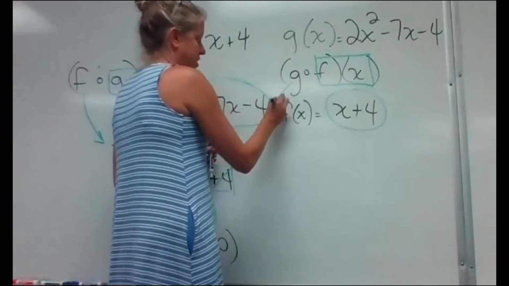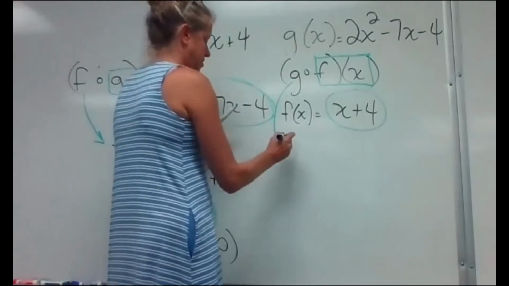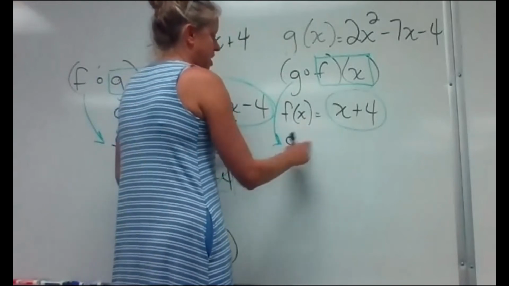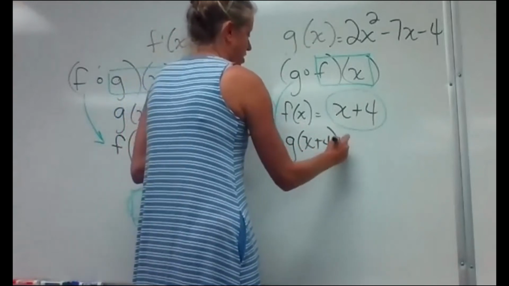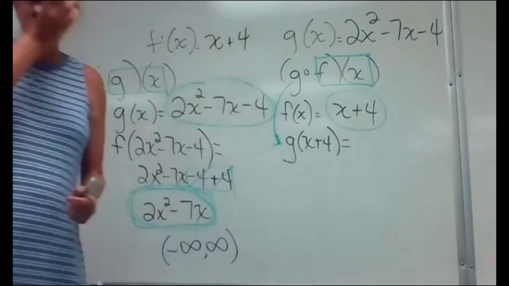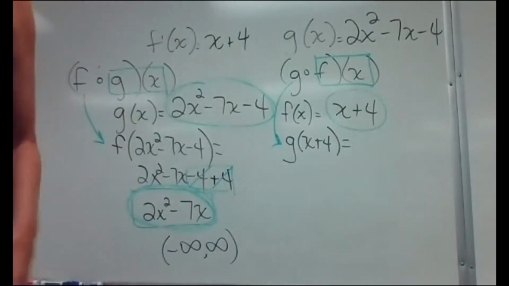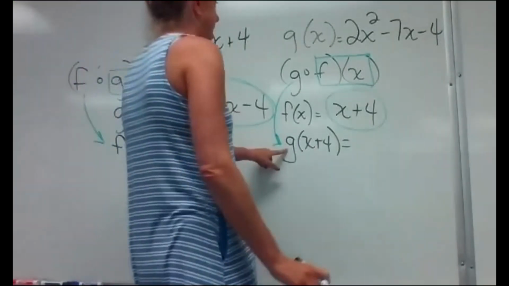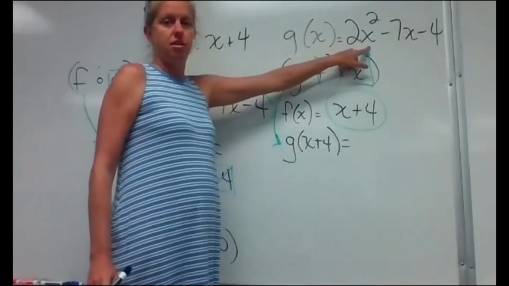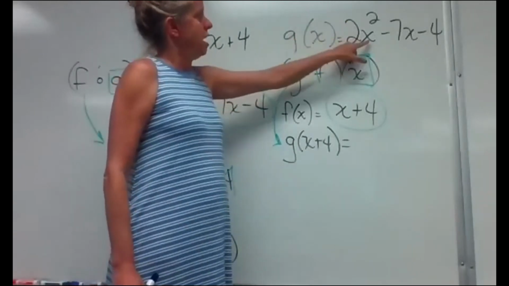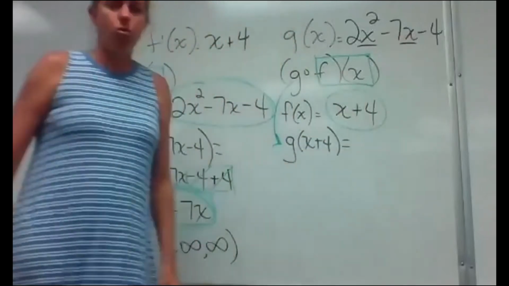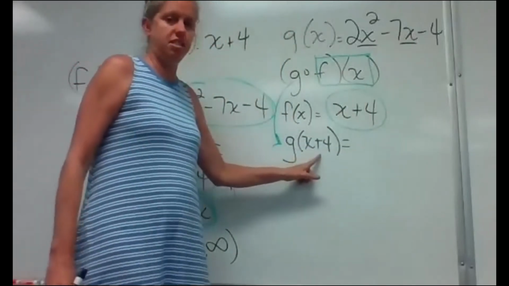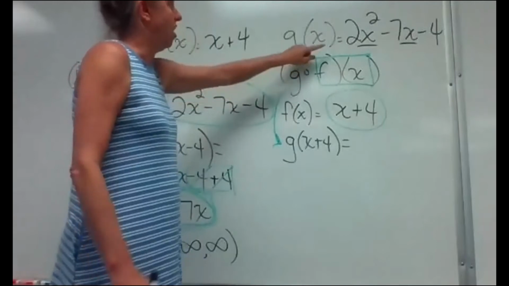So now I need to bring down the g, and I'm finding g of that last part of the answer. So x plus 4. Here's where it gets hairy. Because what does this mean I need to do? This means I need to go to my g. There's my g, and replace its x's with x plus 4s, right? Because that's what's in parentheses. So let's write this out. I'll have 2.